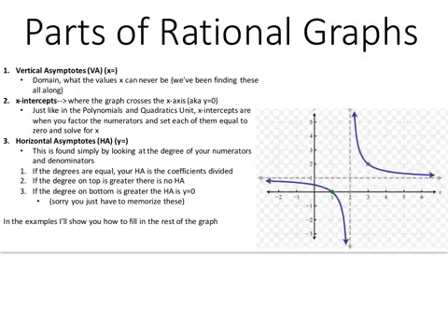Over on the left, you'll see the three different things you need to find to be able to graph. The first thing you're always going to look for is your vertical asymptotes. The reason that I made this first is because your vertical asymptote suggests your domain.